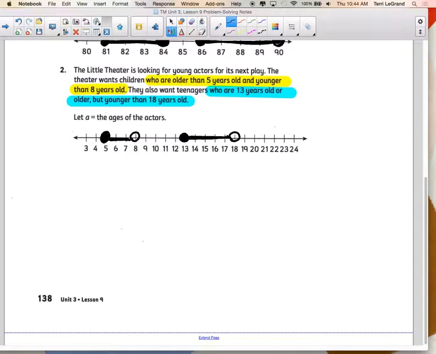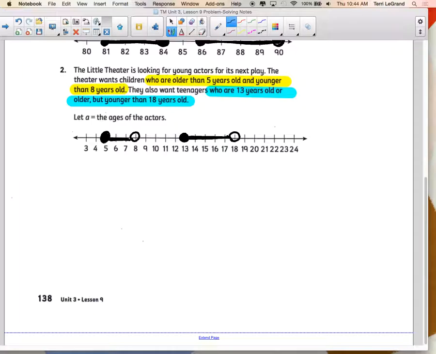Okay, anybody want to challenge either of those gentlemen because yours is different and you wanted to say, I think it should be this way? Kaden? I kind of thought for the first one, since it says we're older than 5 years old, it should be open. Because where it's shaded in means it's equal to.